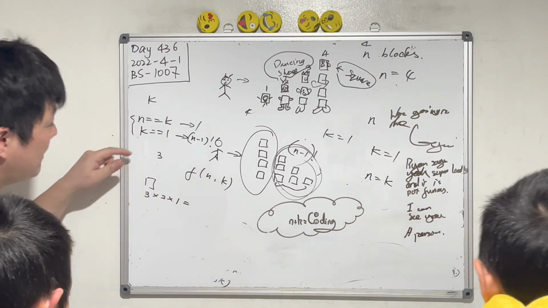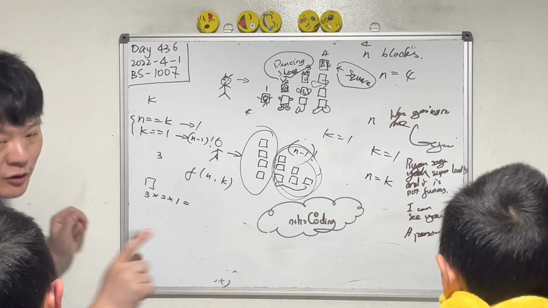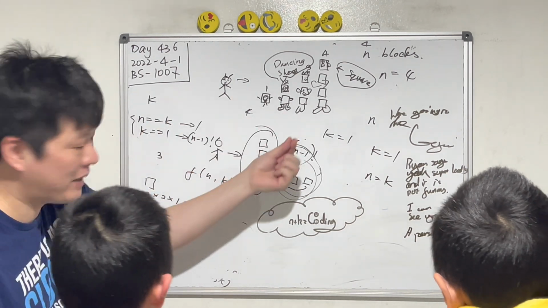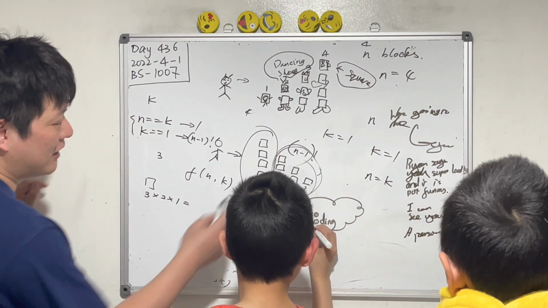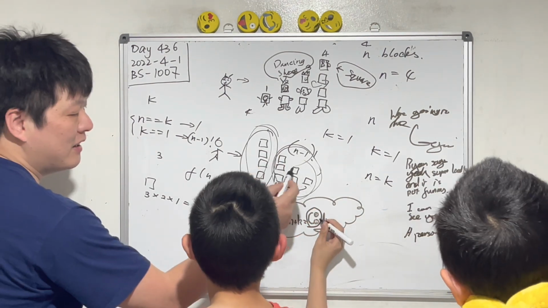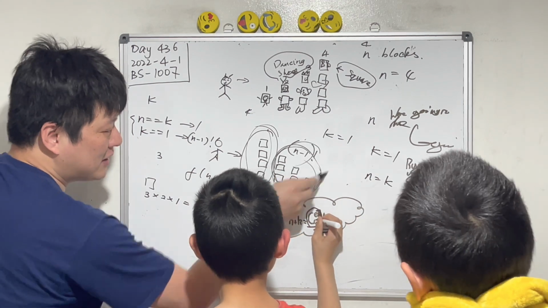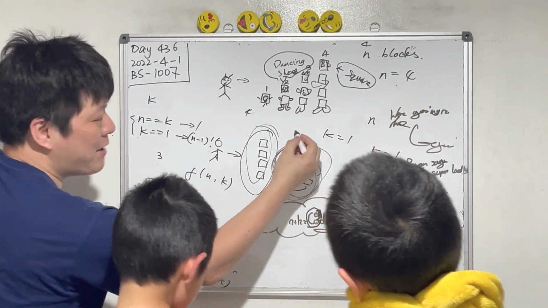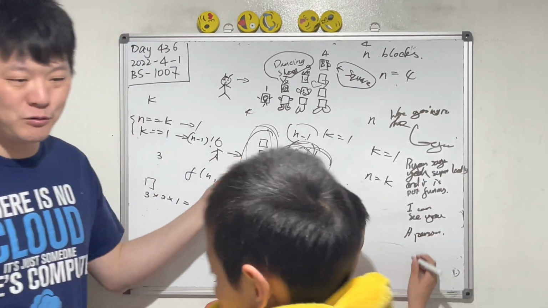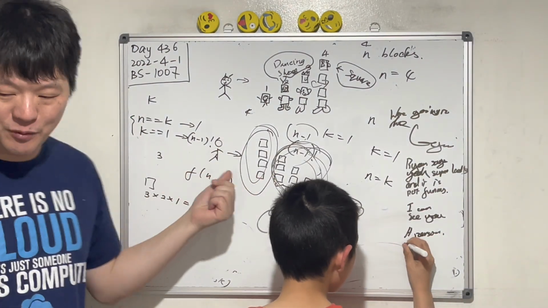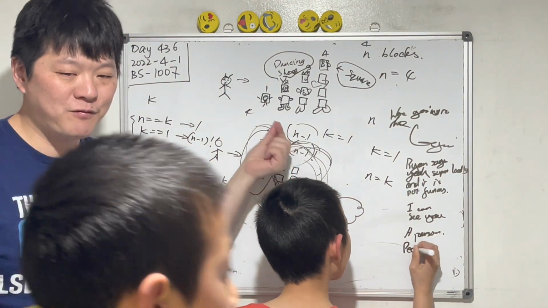Ryan, you got it? When N equals K, there's only one way, right? From the smallest to the biggest. K equals 1, what does it mean? The tallest on the left, and what's on the right doesn't matter. There are n-1 blocks here, so we can do a full permutation on n-1 blocks. That gives us (n-1) factorial.